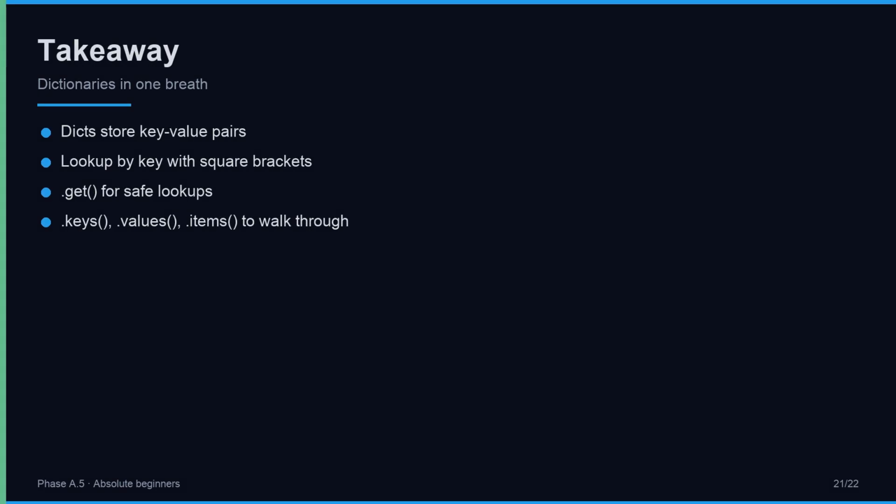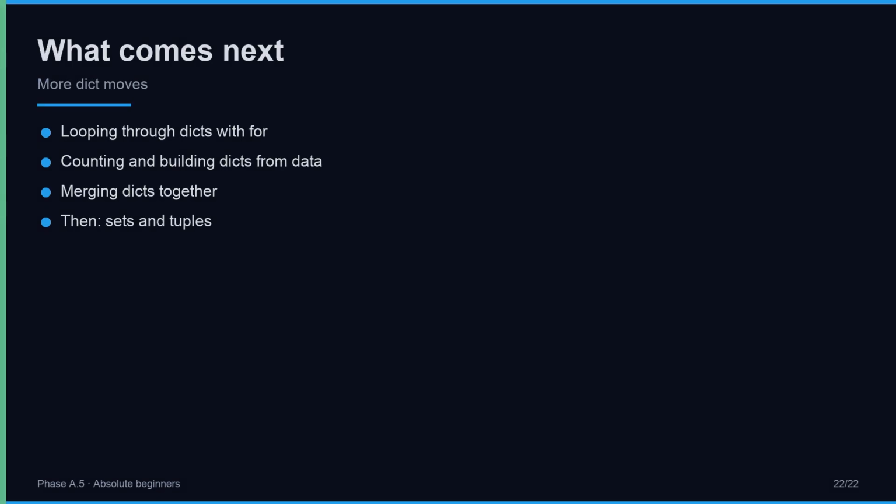A dictionary stores key-value pairs. You look up a value by its key using square brackets. When a key might be missing, you use get with the default. You add a key by assigning to it, you remove one with del. You check membership with in. And you walk through the contents with keys, values, and items. That is the everyday toolkit. Practice these moves until they feel automatic. Hold the toolkit.